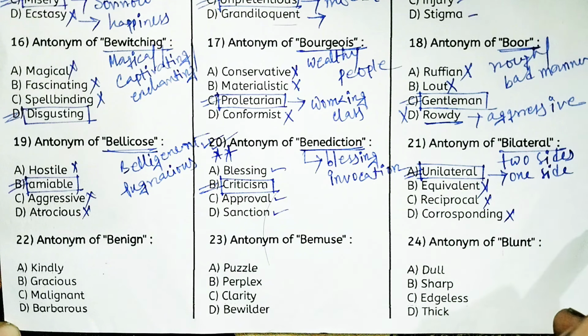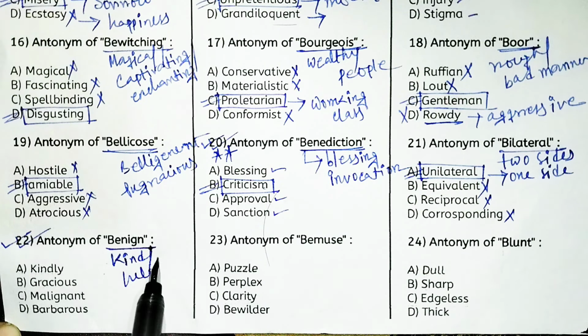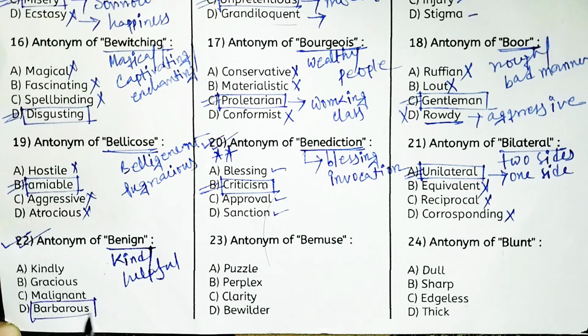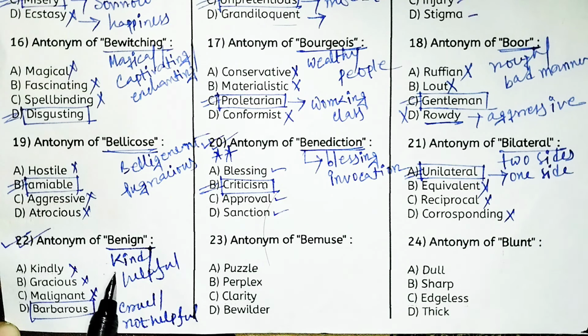Got it? Very good. Next, antonym of benign. This one is very, very important. Benign means kind, or you can say helpful. Look at the opposite of benign, that is barbarous. Barbarous means cruel, not helpful. Kindly, gracious, and malignant are the synonyms of benign. That's why these options should be eliminated. So option D is the right answer.